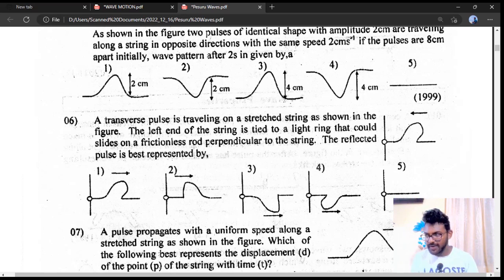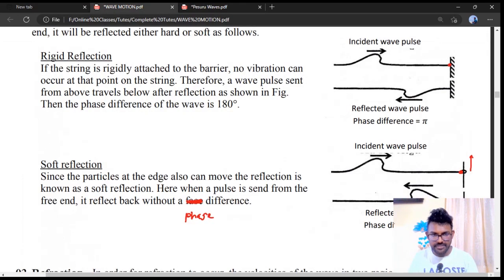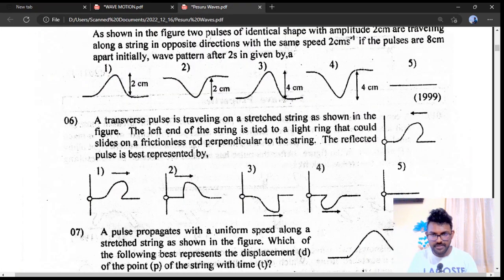Okay, I think you paused the video and thought about it and you have an answer. Let's see now. What type of reflection is this one? It's a soft reflection, where you can see this side is softly connected. Then there won't be a phase difference.